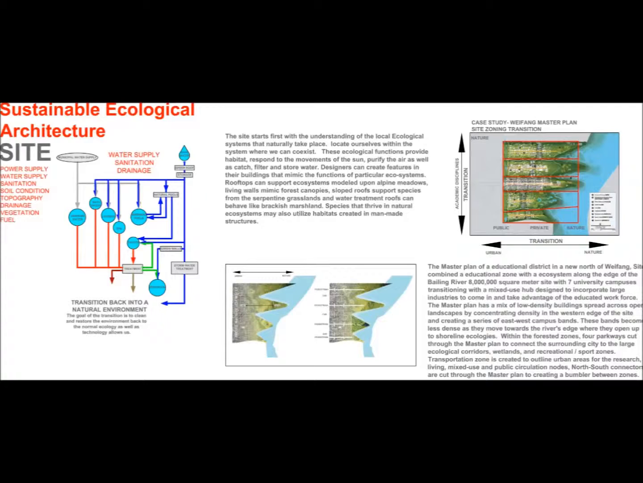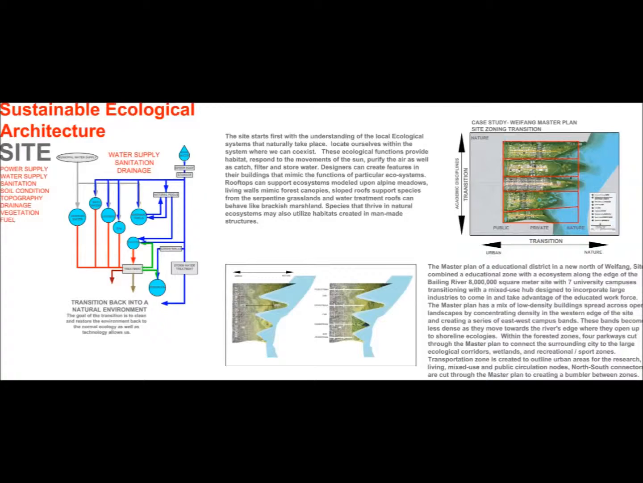These ecological functions provide habitat, respond to the movements of the sun, purify the air, as well as catch, filter, and store water. Designers can create features in their buildings that mimic the functions of particular ecosystems. Rooftops can support ecosystems modeled upon local grasslands. Living walls can mimic forest canopies. Sloped roofs can support species from the local region, and water treatment roofs can behave like local wetlands.